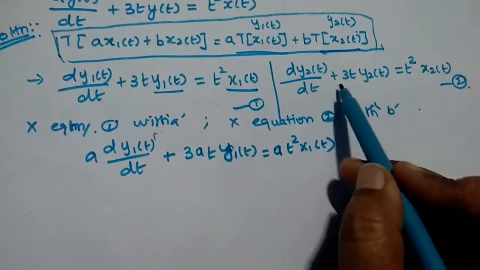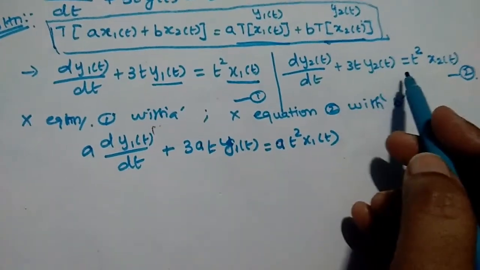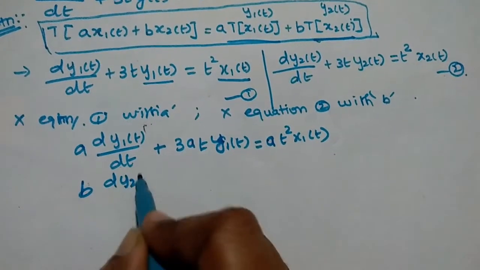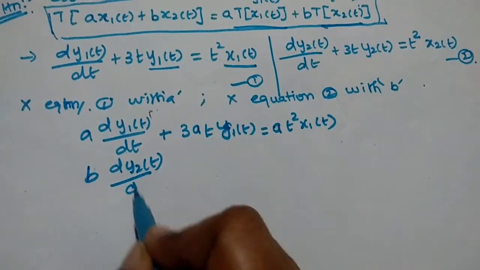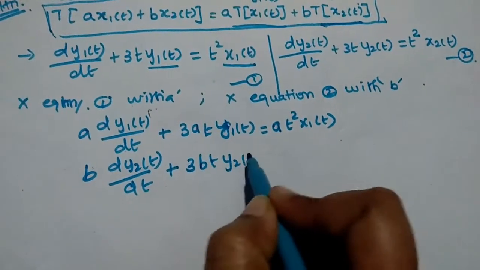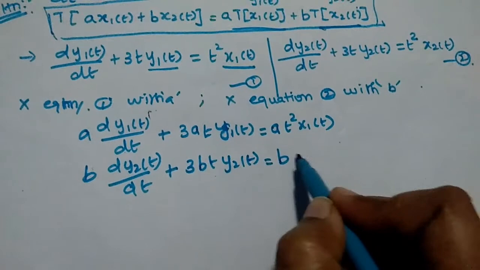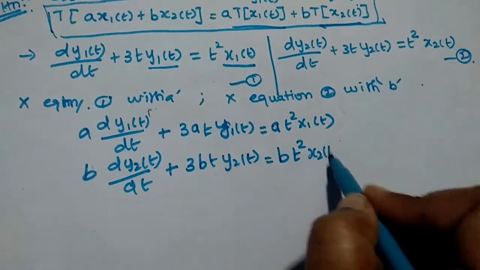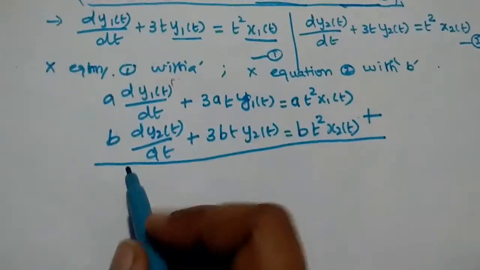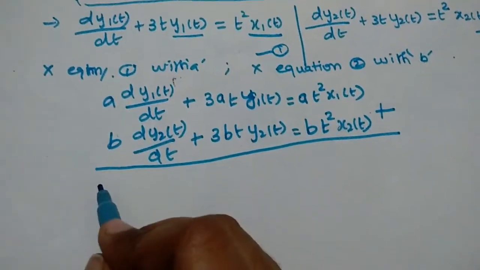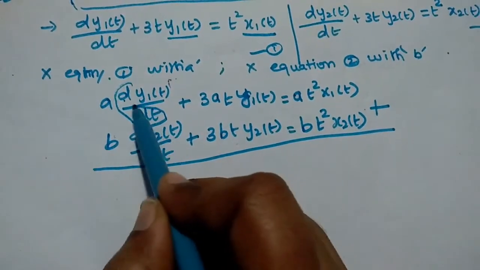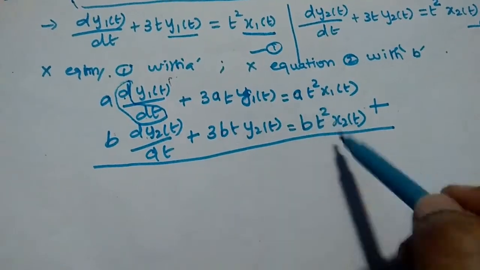Correct. Then the second step: the second equation is multiplied with b. So b dy2 of t by dt plus 3bt y2 of t equal to b t squared x2 of t. Then we are going to add these two. In this, d by dt is common, and we are going to add them.